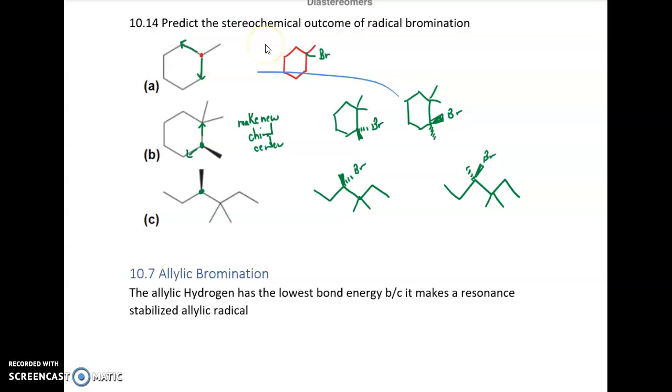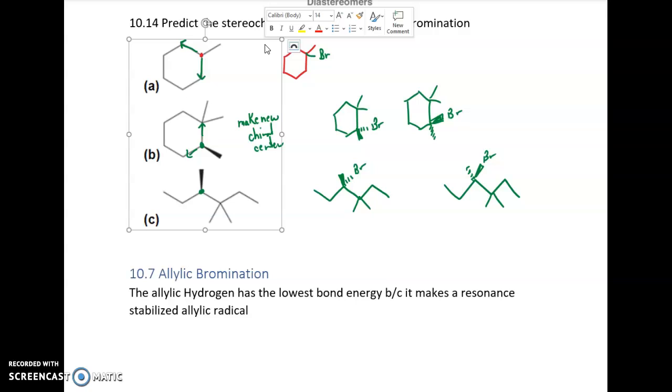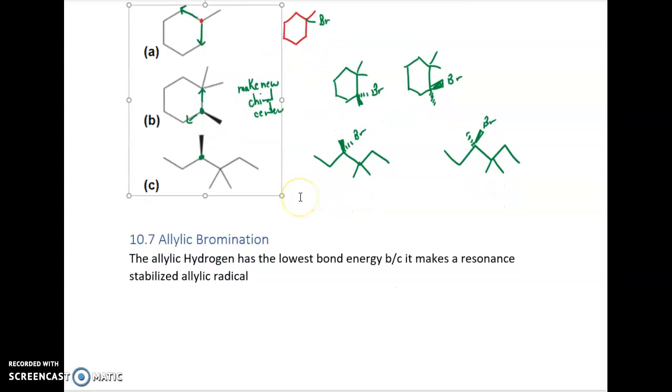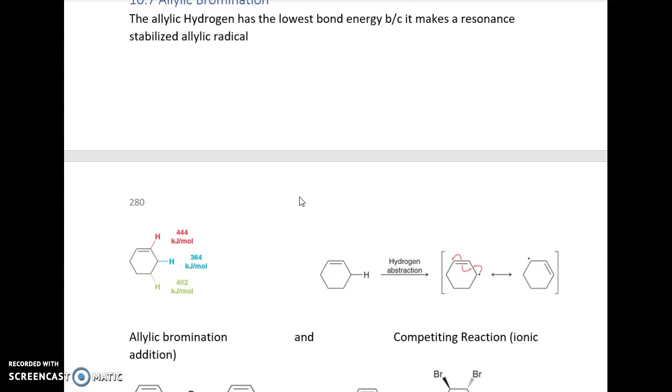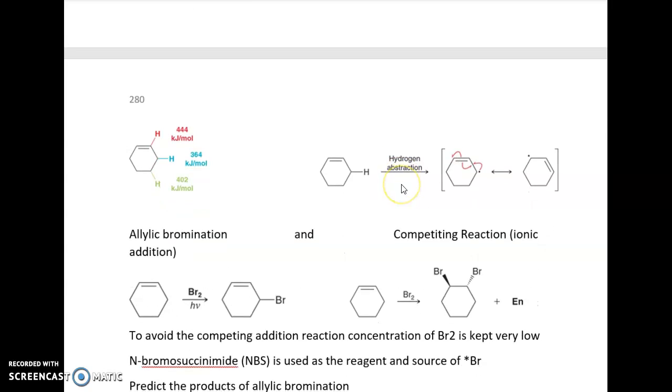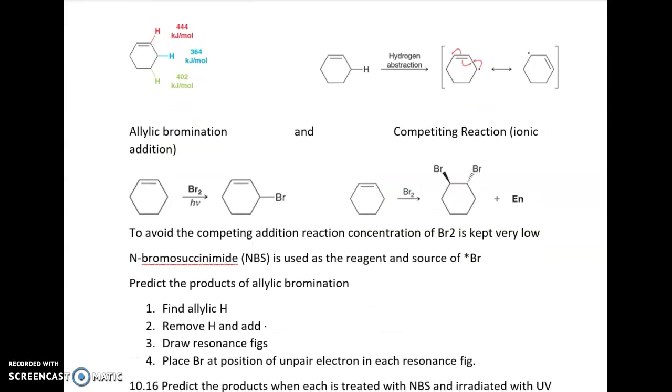In these examples, what we see is we were just trying to find the tertiary position to put the bromine. But we said that allylic is even more stable. The allylic hydrogen has the lowest bond energy, and so that's the one that's going to get pulled off right here. And we'll get a hydrogen extraction, and we'll get resonance. So let's look at some of the problems with this reaction.